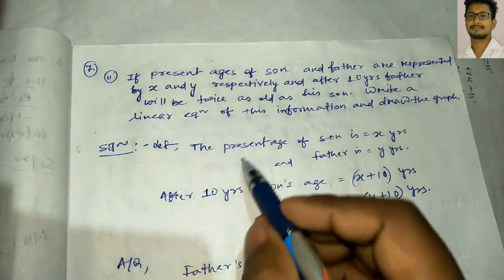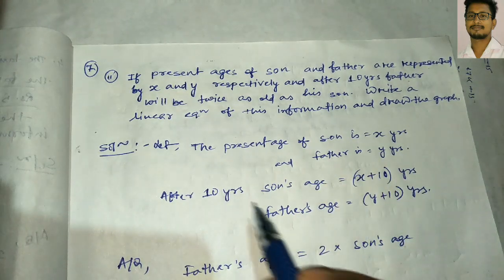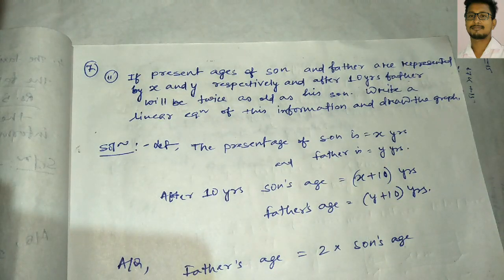So let the present age of son be x, and the father y. Now after 10 years, what will the age be for the son? See, now it is x, at present x. After 10 years means what?